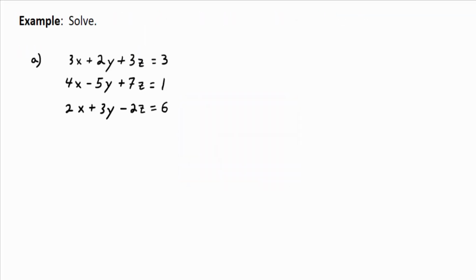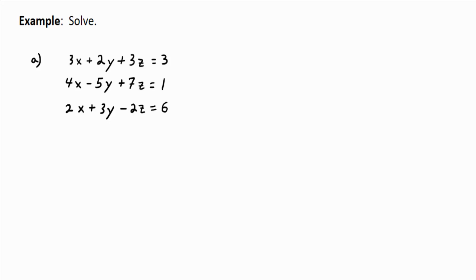In this first example, we're going to solve the system 3x plus 2y plus 3z equals 3, 4x minus 5y plus 7z equals 1, and 2x plus 3y minus 2z equals 6. By the way, what do we mean by linear equations when there's 3 unknowns? Well, any one of these equations graphs not to be a line, but a plane in space, in 3-dimensional space. A plane is like a tabletop, a flat surface, except that it has infinite length, infinite width, and no thickness to it.